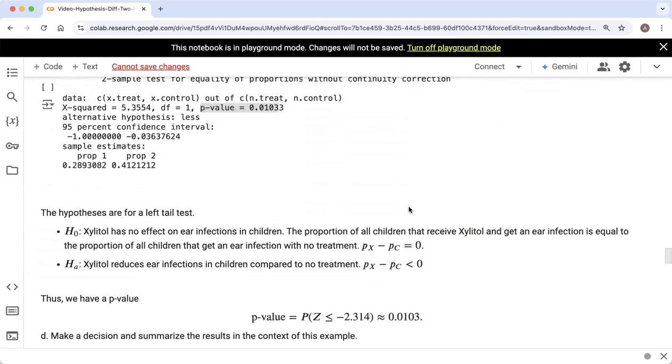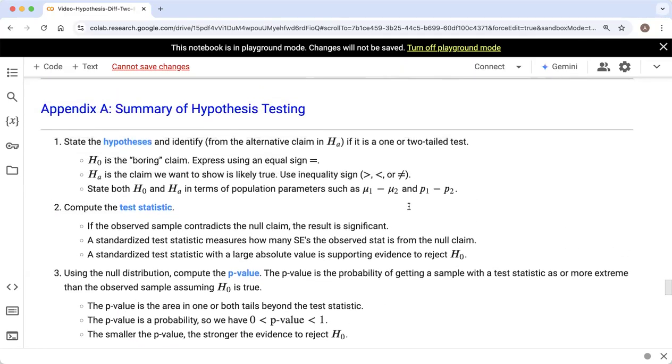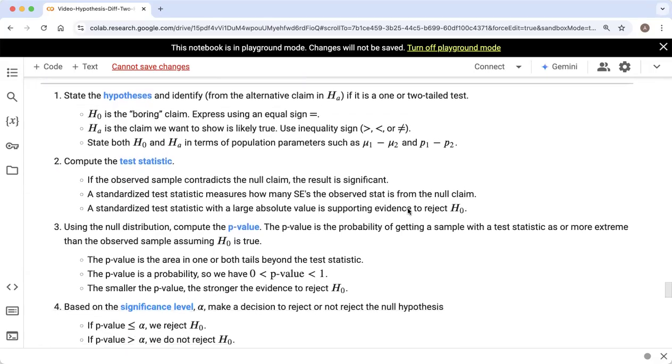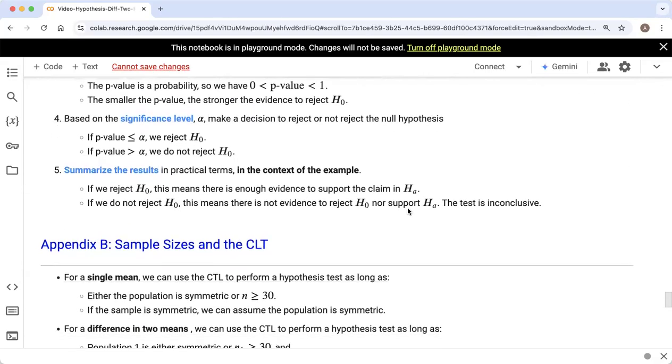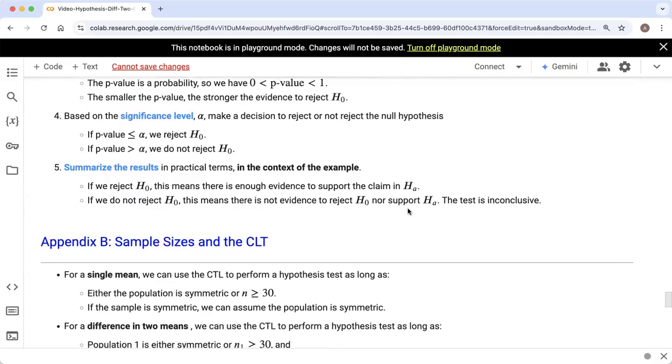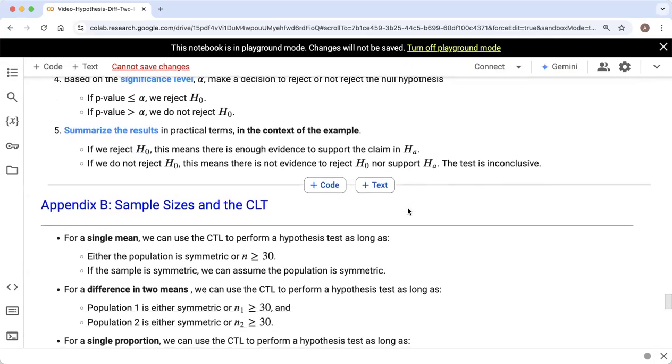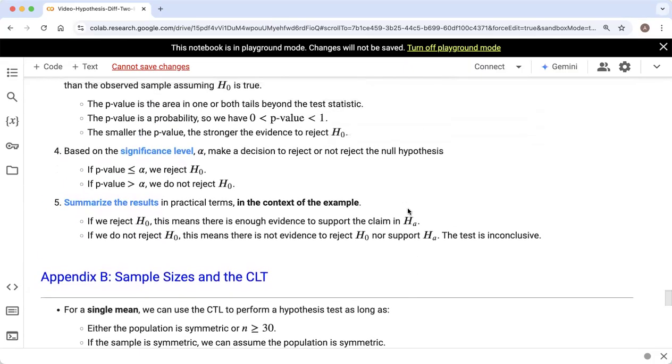Okay, well, that is a wrap. There is an appendix at the end that gives a little bit of a summary overall of hypothesis testing, as well as how large sample sizes need to be if we're going to use parametric methods for different types of hypothesis tests. And we'll talk more about doing hypothesis tests for differences in 2 proportions in class together.